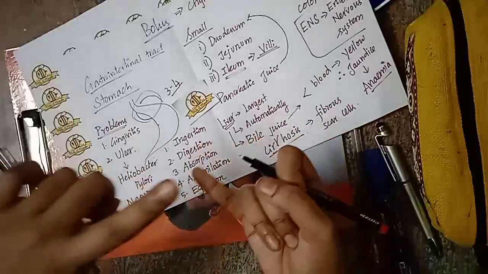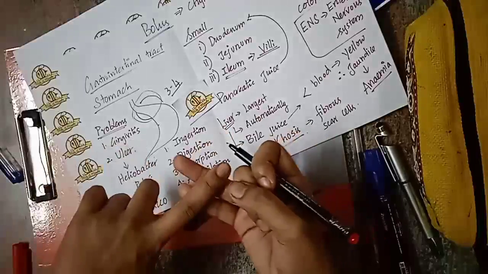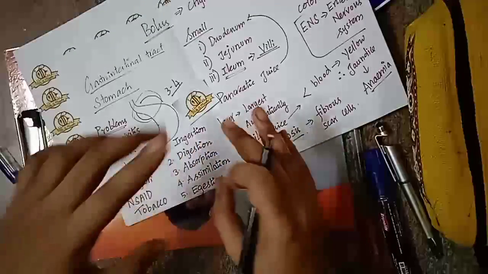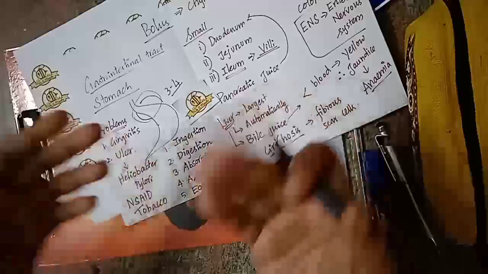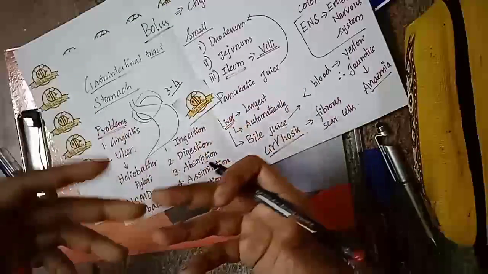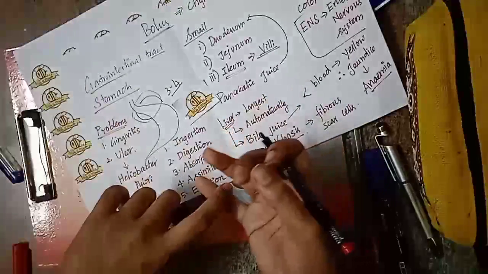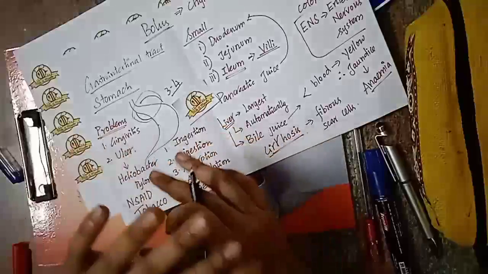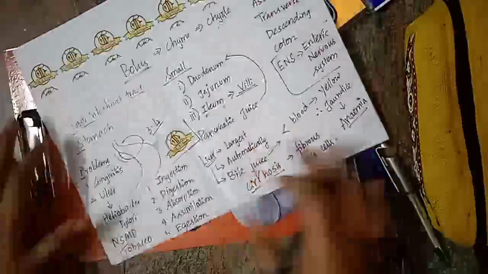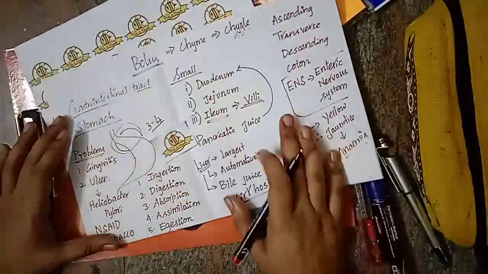But spicy food and stress are not the cause of ulcer, but they aggravate the ulcer. If you are already a patient of ulcer, eating spicy food or too much stress can aggravate the ulcer, but it is not the one which causes ulcer. These are the things which are relating to the small intestine.